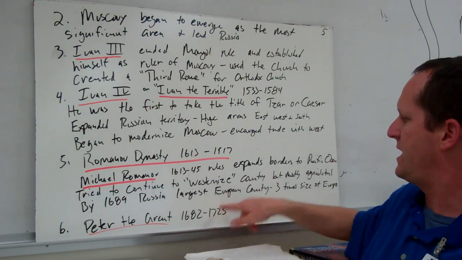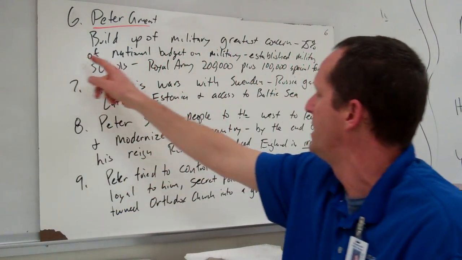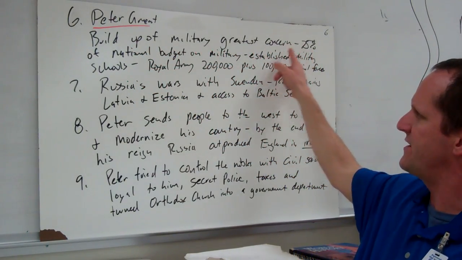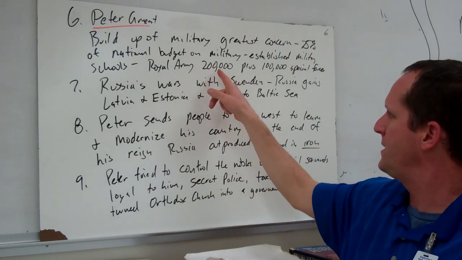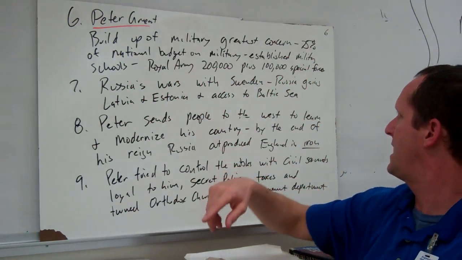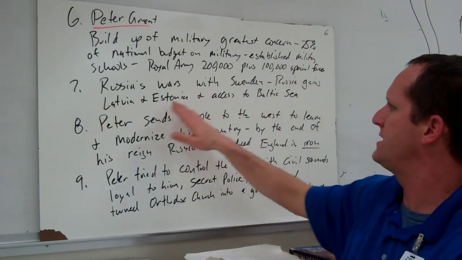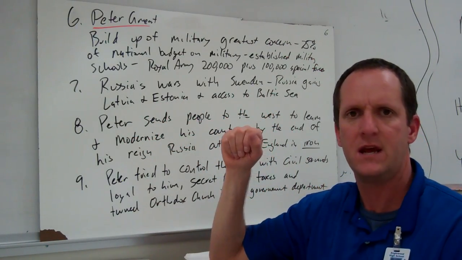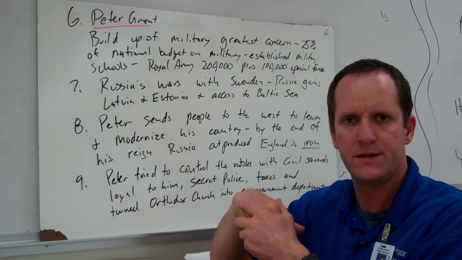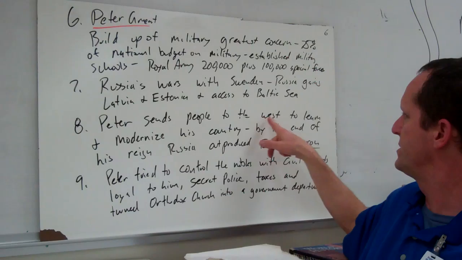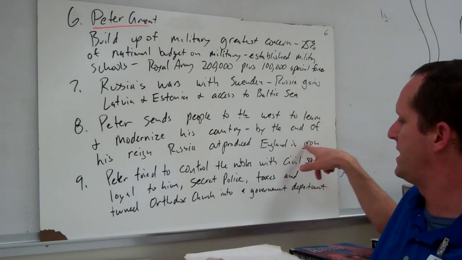Now, Peter the Great, 1682 to 1725, and he's continued over here on our last board. Built up the military, greatest concern, 75% of the national budget on military, established military schools, Royal Army, 200,000 plus another 100,000 special forces. Russia's wars with Sweden, Russia gains Latvia and Estonia and access to the Baltic Sea. So they're constantly pushing to the west, to the east, and to the Black Sea and to the south. Peter sends people to the west to learn to modernize his country. By the end of his reign, Russia outproduced England in iron.